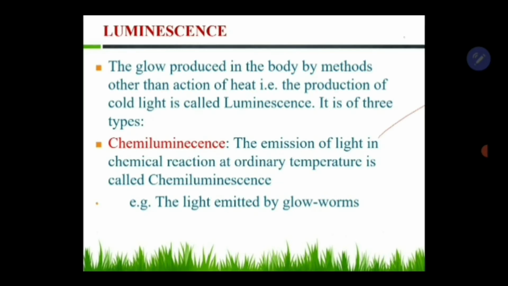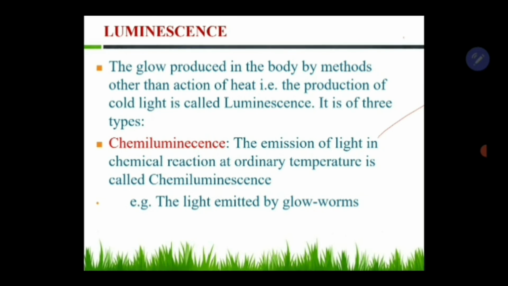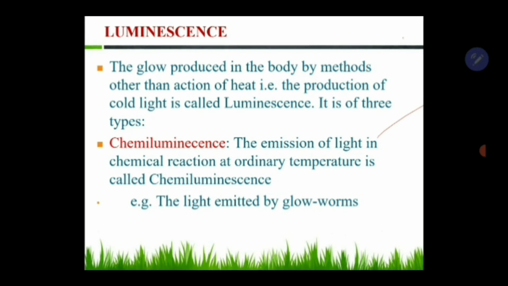Luminescence. What is luminescence? Luminescence means the glow produced in a body by a method other than the action of heat. All visible glow, according to our experience, is something related to heat, whereas here there is a possibility of a glow which is not by the action of heat. The production of cold light is called luminescence. Luminescence means light is produced by means other than heat. So let's see what they are.